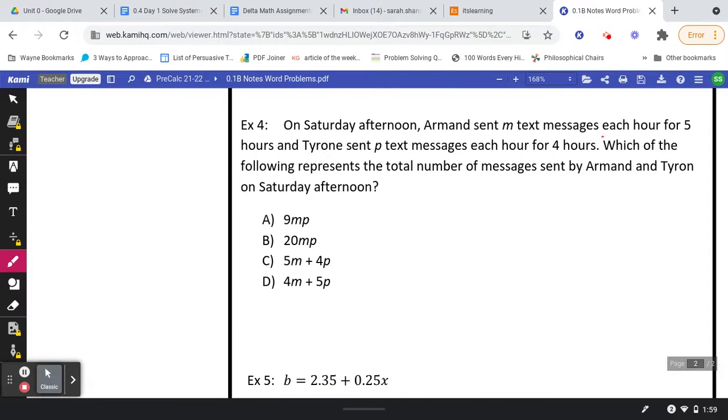So when we see the word each, that usually means multiply. So I've got M each hour for 5 hours. I'm going to multiply those. M times 5, 5M. And then you have P each hour for 4 hours. So again, 4P. And then you want the total number of messages between Armand, which is this guy, and Tyrone, which is that guy. The total would be you adding them together. So letter C.